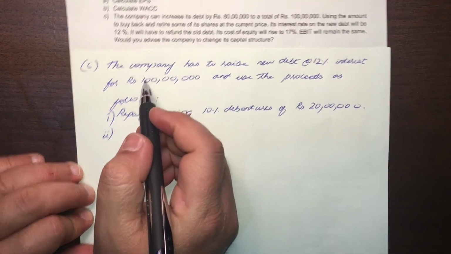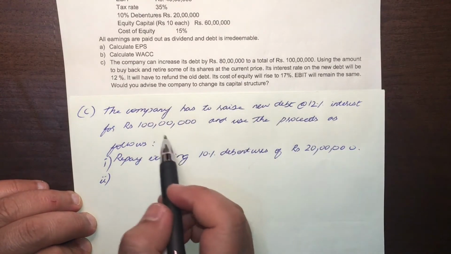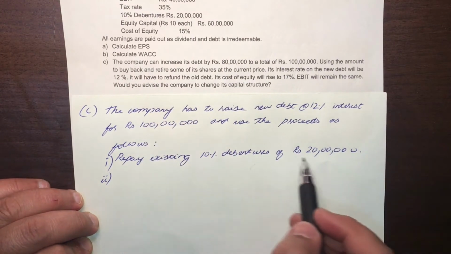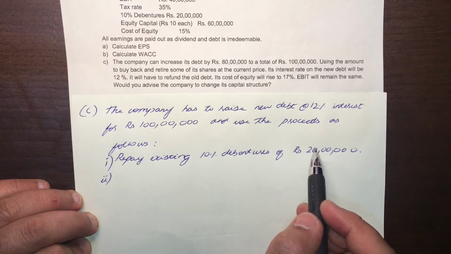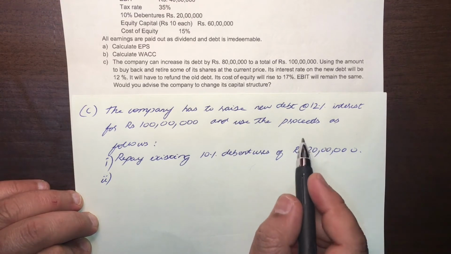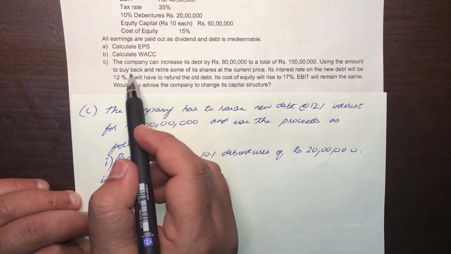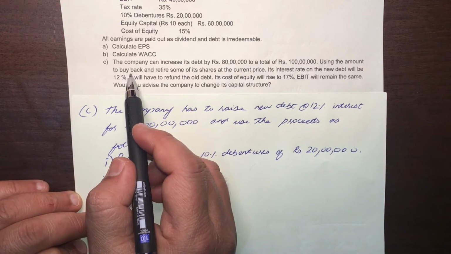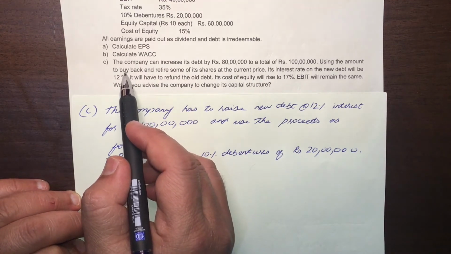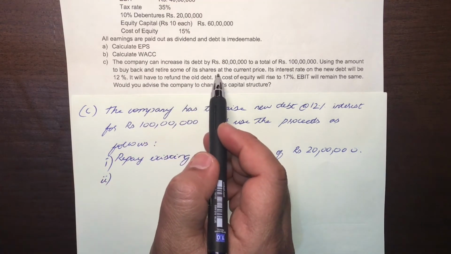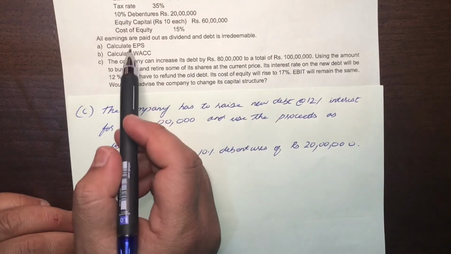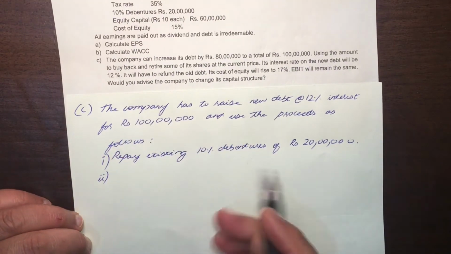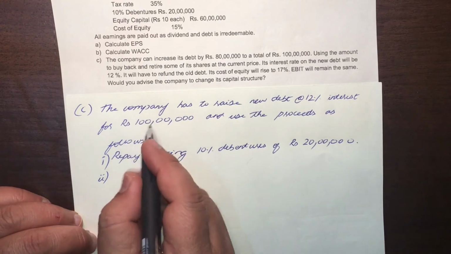And number two is, now, it's going to use 1 crore to repay back 20 lakhs, to redeem back 20 lakhs. So what is the remaining amount? 80 lakhs, yes. So what is it going to do with the 80 lakhs? It'll use that 80 lakhs to buy back and retire some of its shares at the current price, all right, at the current price. Now, we will find out.